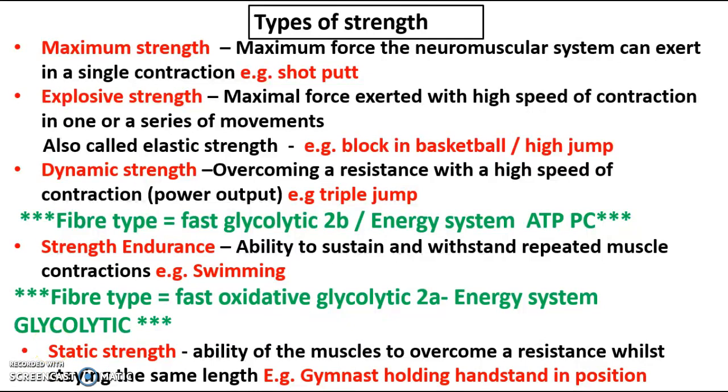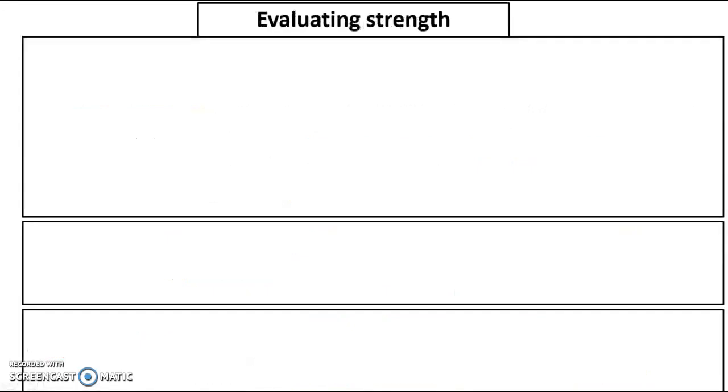Okay, this specification requires you to know it's static strength. For example, gymnasts use this all the time, holding a handstand position, the crucifix position in gymnastics. These are examples of sporting situations where this might be used. Okay, if we move on from there then, a massively important part of strength is being able to evaluate it. So certain sports will need certain types of strength, as I've just shown you back there. So it's important that physiologists or sports scientists can actually provide tests and measure your levels of strength in the different areas.